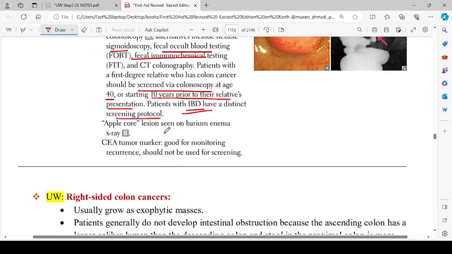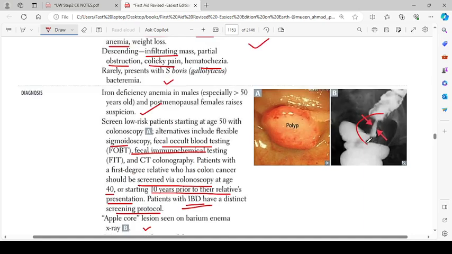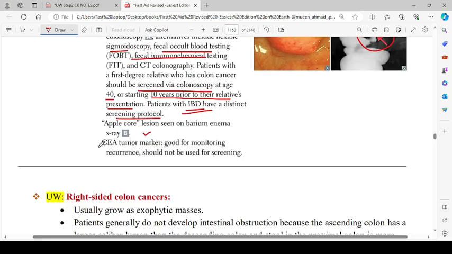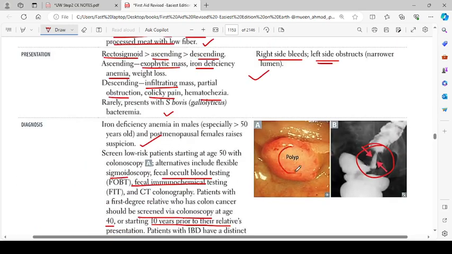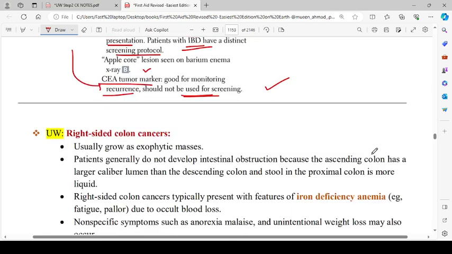Apple core lesions on the barium enema or X-ray like these can be seen, and the carcinoembryonic antigen tumor marker is good for monitoring recurrence and should not be used for screening. CEA is not very sensitive, so we are not using it for screening purposes. But when we are giving the therapy, maybe chemotherapy, or after completion of the treatment to check for the recurrence, we can use CEA. So this is the polyp, and here is the apple core lesion seen on the barium enema X-ray.